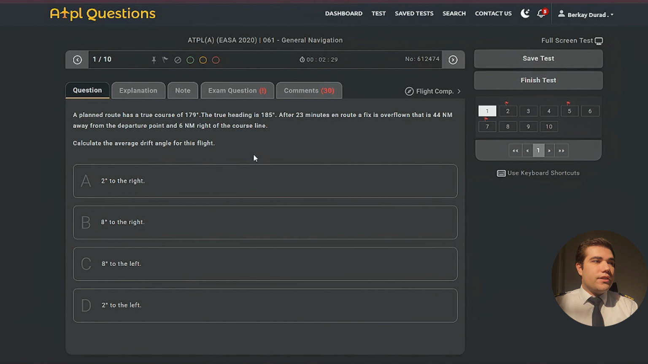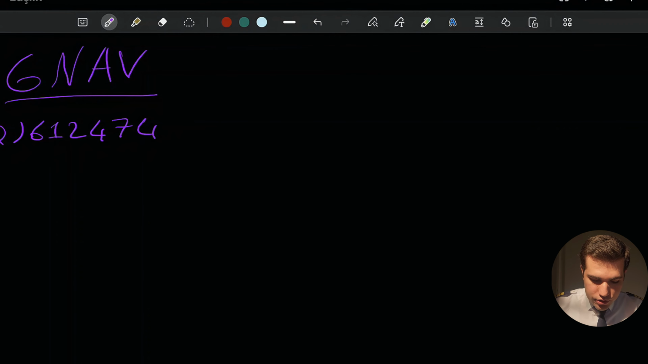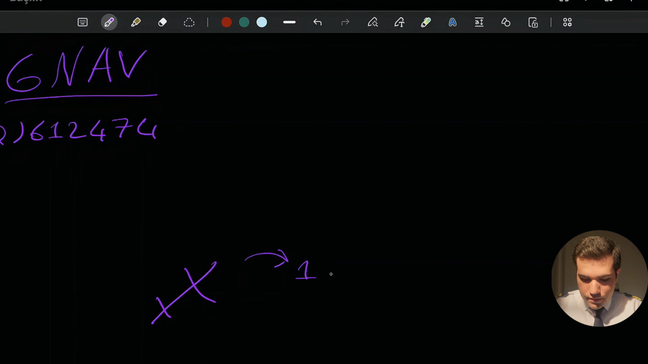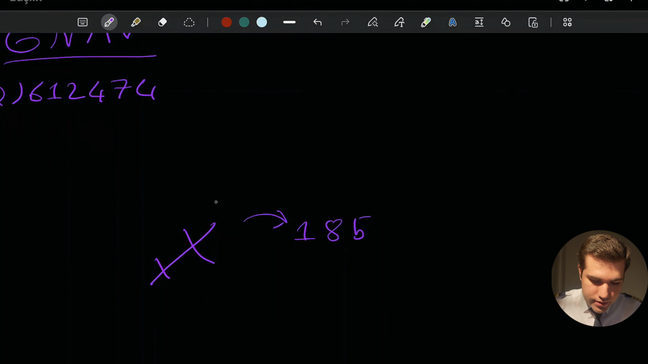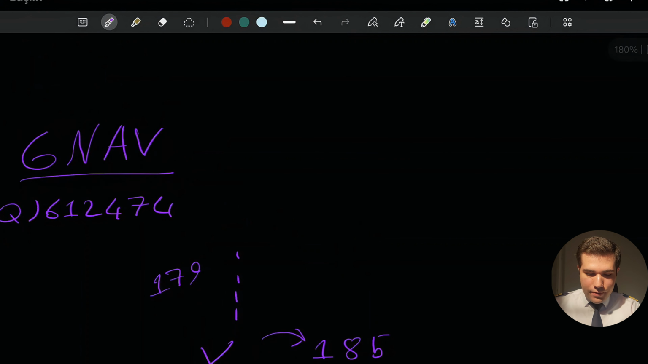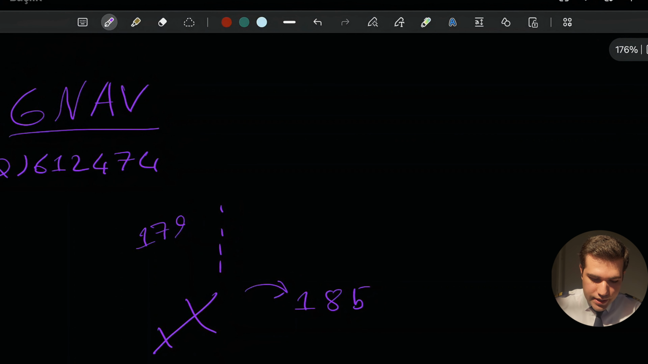Alright, so let's simplify the question. I will just draw here the aircraft. We have the true heading, which is 185, and our true course is 179. While we are flying here, this is what we plan, and let's say there is some kind of ground station en route fix.